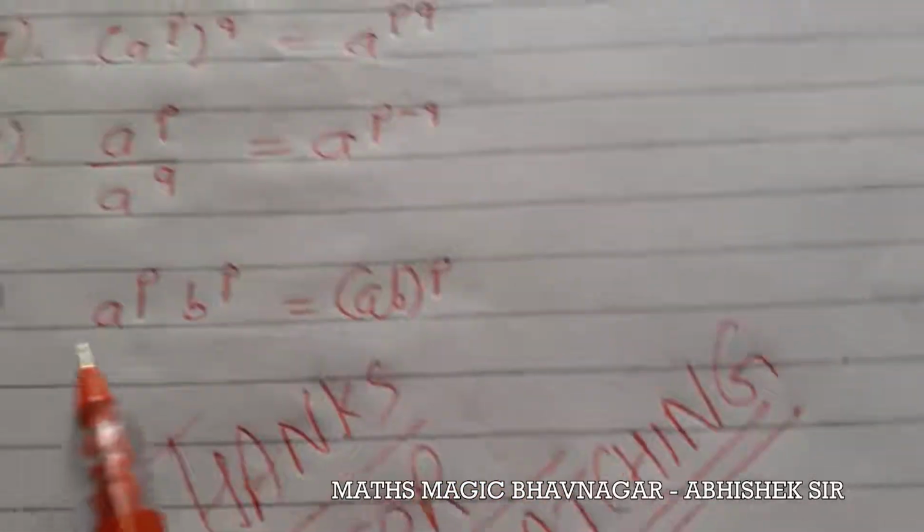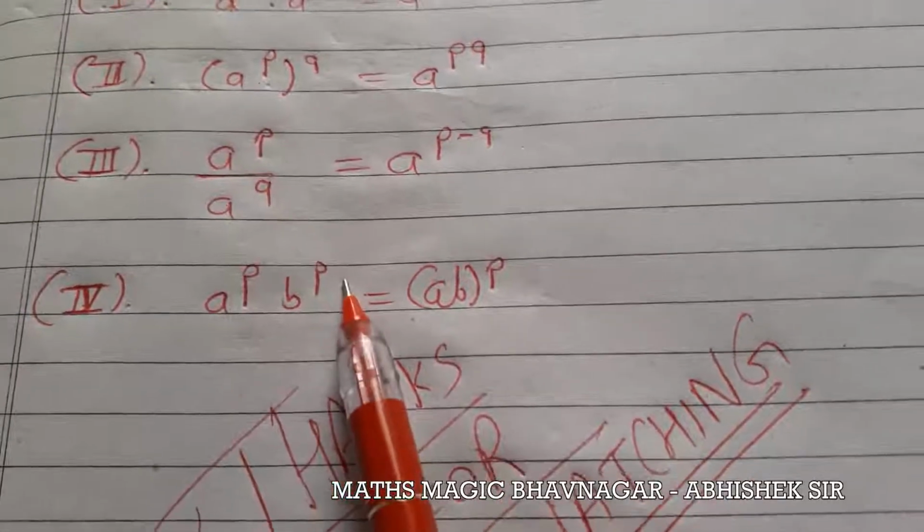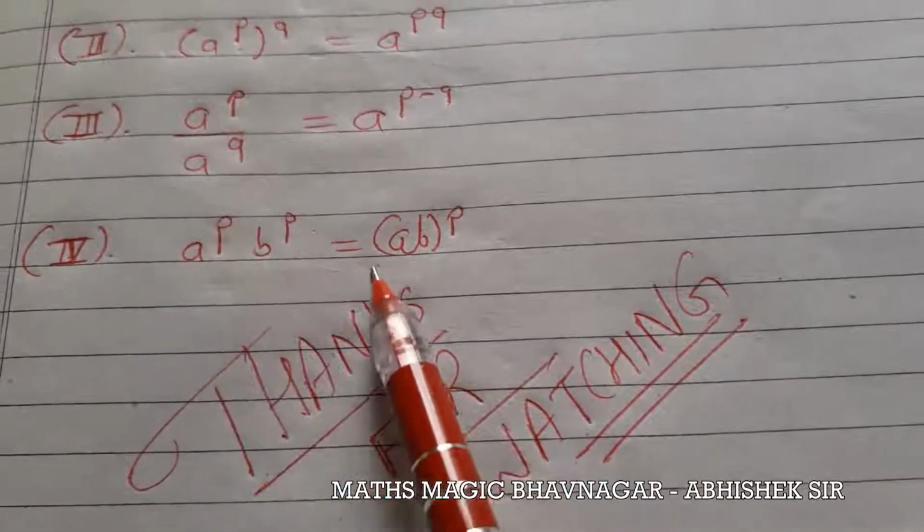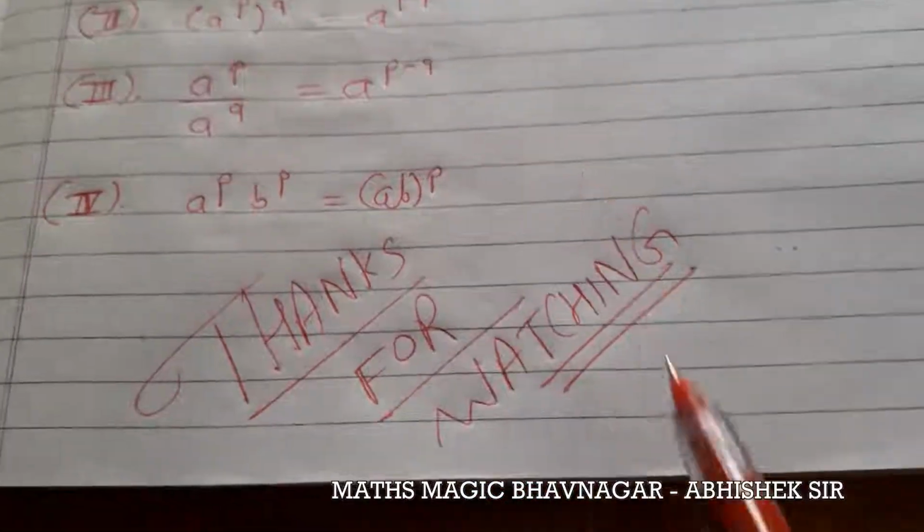And the last formula A raised to P and B raised to P. Here exponent is same, so keeping exponent the same, we have to multiply the base, that is A into B, that is AB raised to P.